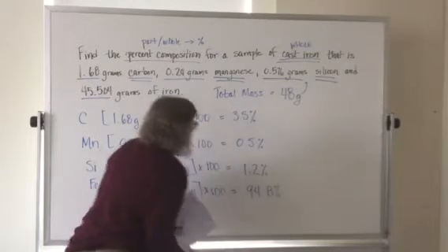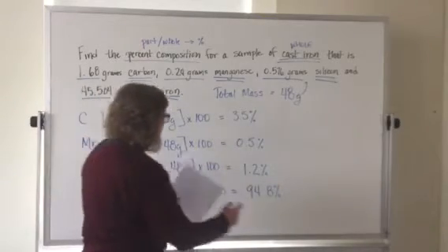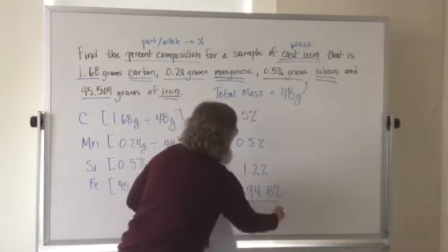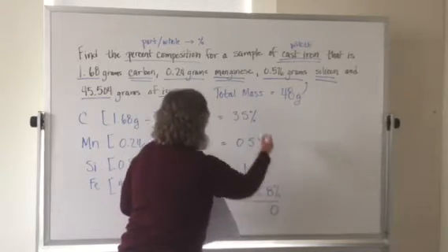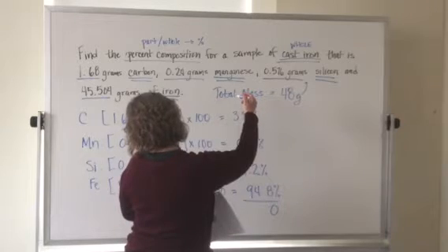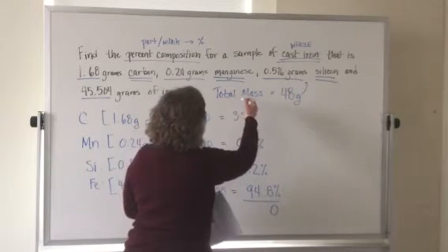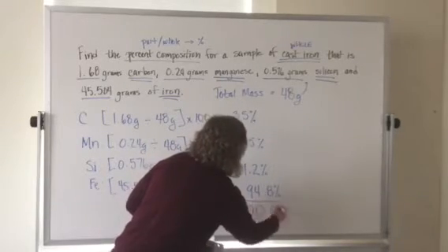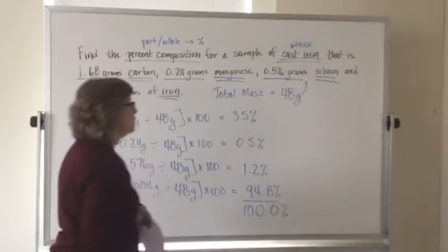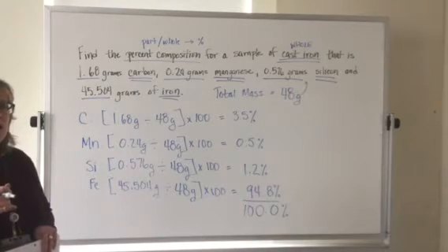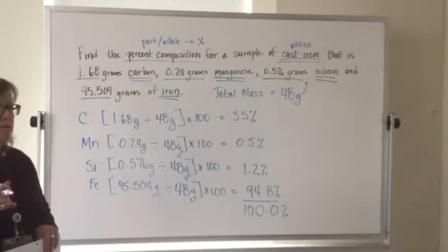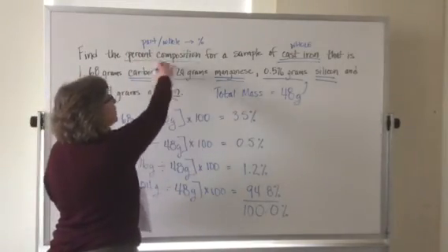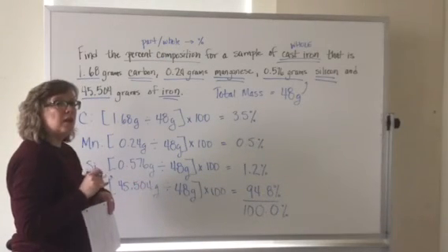And if I add them all up, that brings me up to 100%. So it all adds up to 100%. Each one of the elements should add up to 100%. And that's what happens when you're given mass information and you're asked to find the percent composition of each element to the whole.